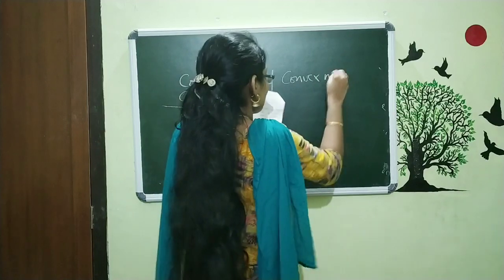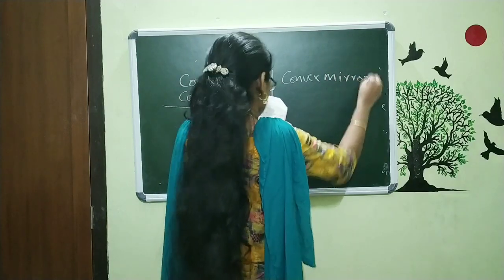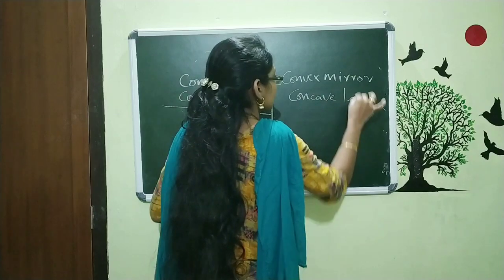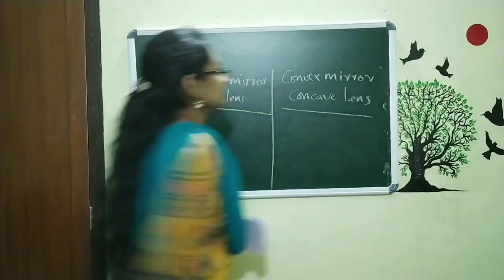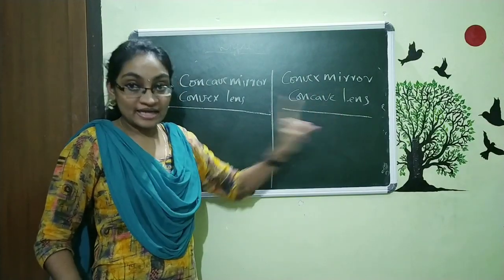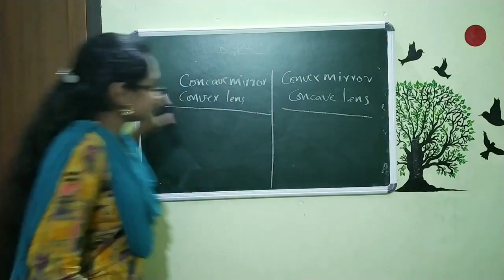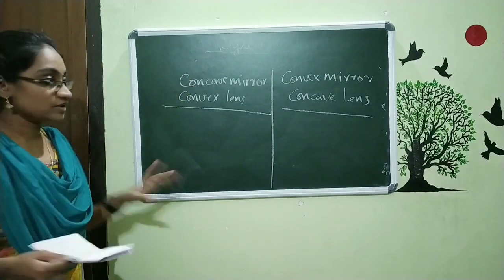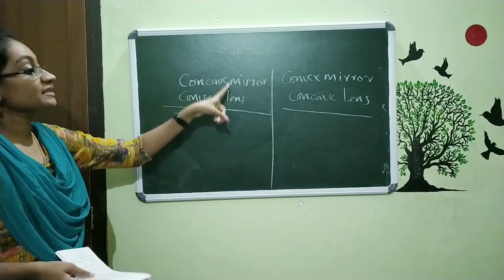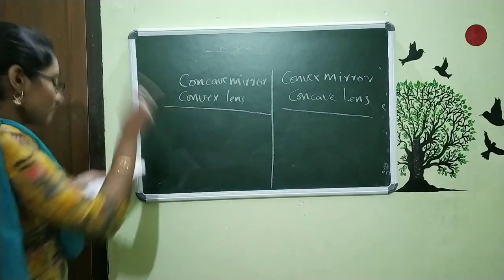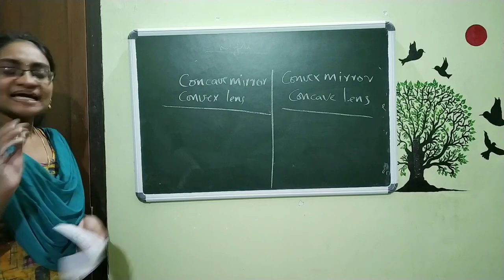And here, the convex mirror and the concave lens. This convex mirror and this concave lens are behaving similarly. That means different types of mirror and lens behave the same. Don't think that the concave mirror and the concave lens are similar. They are not similar.